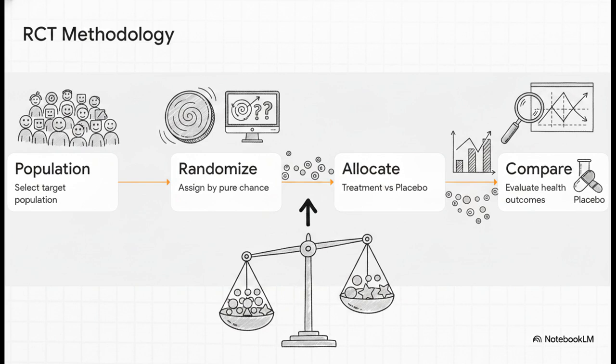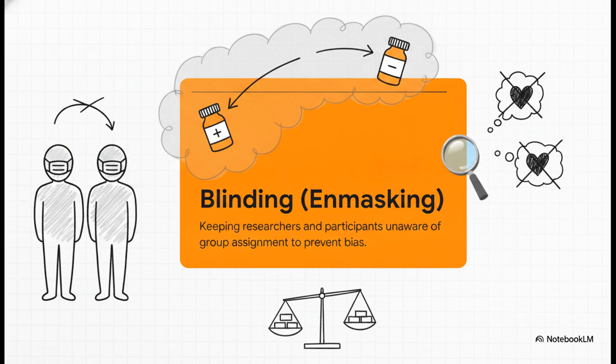Now, why is randomization so incredibly powerful? Because random chance evenly distributes both known and unknown confounding factors between the groups. This ensures that the absolutely only fundamental difference between them is the treatment itself. And to protect the integrity of that randomization, we apply blinding, sometimes called unmasking. This keeps the researchers and the participants completely unaware of who actually received the real treatment and who just got the placebo. This is absolutely critical to prevent expectation bias. I mean, if a patient expects a pill to cure them, or a doctor subconsciously really wants the treatment to work, those expectations can deeply influence the results. Blinding keeps all the data totally objective.